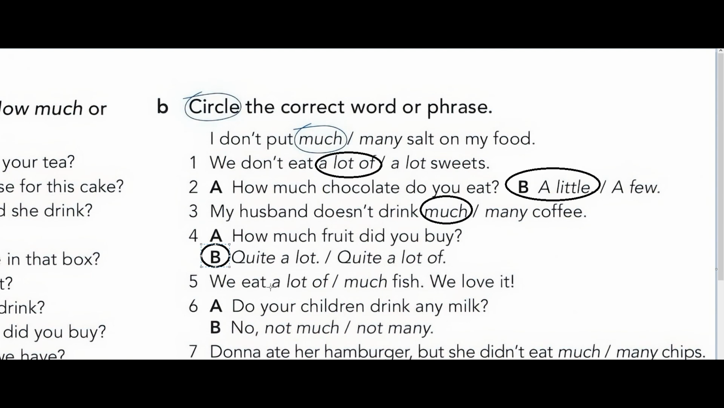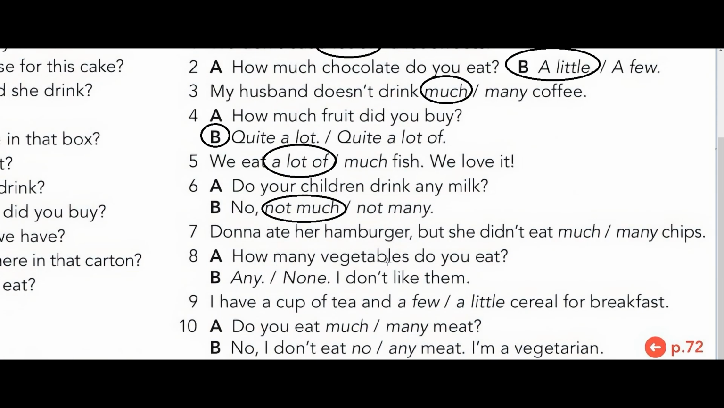Пятое. We eat a lot of or much fish. We love it. Вообще, как бы и то подойдет, но, я так понимаю, просто они намекают, мол, в утверждении предпочтительно использовать a lot of, поэтому сюда его и поставим. Так, number 6. Do your children drink any milk? No, not much. Нет, немного. То есть немного молока не пьют.